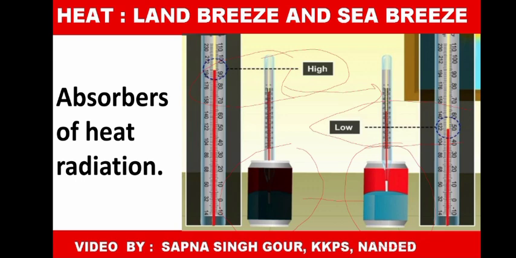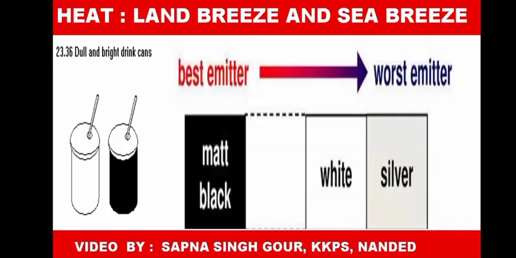Since the black object is a good absorber of heat radiation, it also means that a black object is a bad reflector of heat radiations. Since a white object is a poor absorber of heat radiation, it means that a white object is a good reflector of heat radiations.